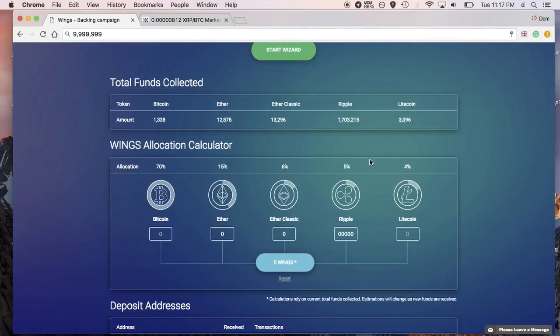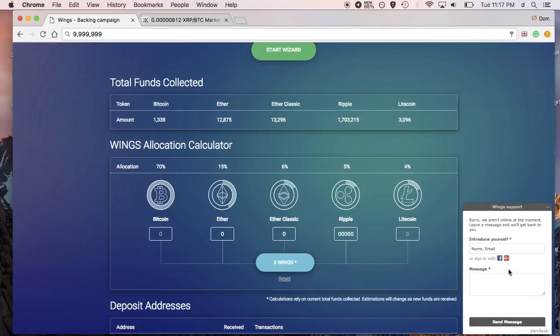And if you do have any questions on how this functions, what you could do, or have any problems, what you would do is click here and fill this out.